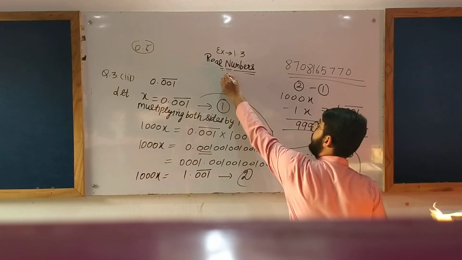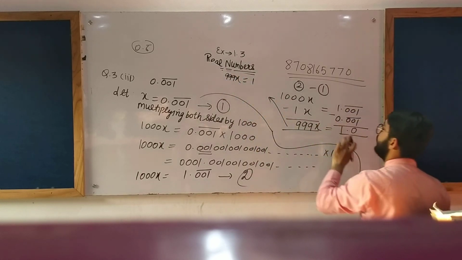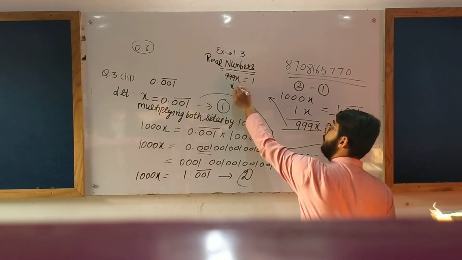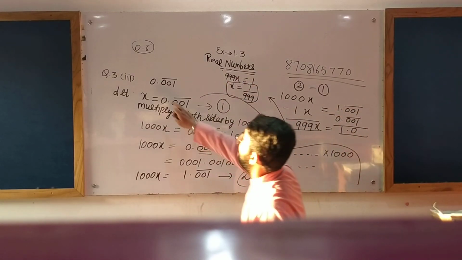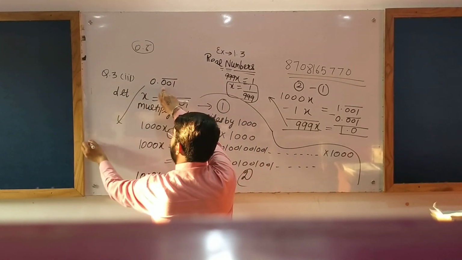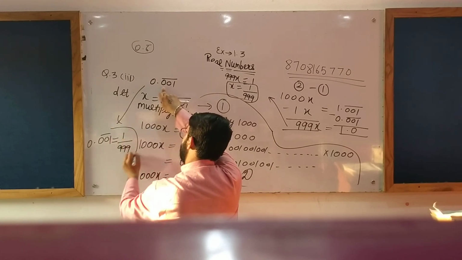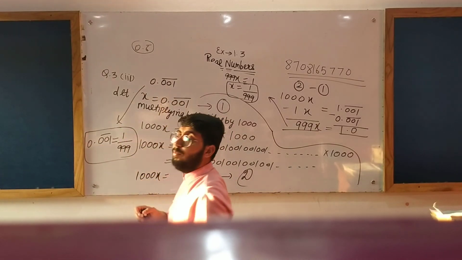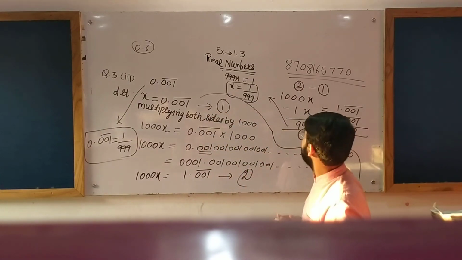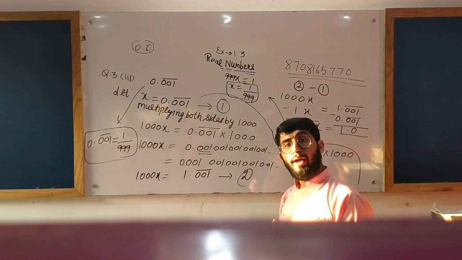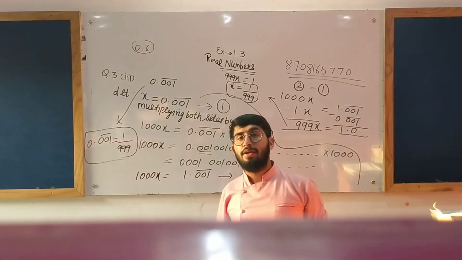999x equals 1.0, which can be written as 1 only. x equals 1 by 999. This is your answer. That is, the value of 0.001 bar equals 1 by 999. This is the answer to your question. Here we have completed this question. This was the simplest question we have learned. We have done question number 3 of exercise 1.3. The chapter is real numbers.